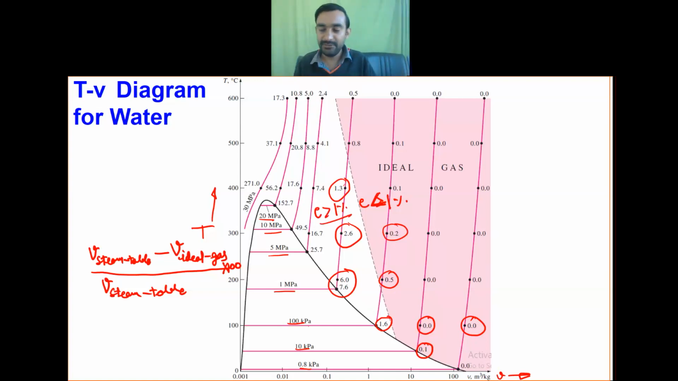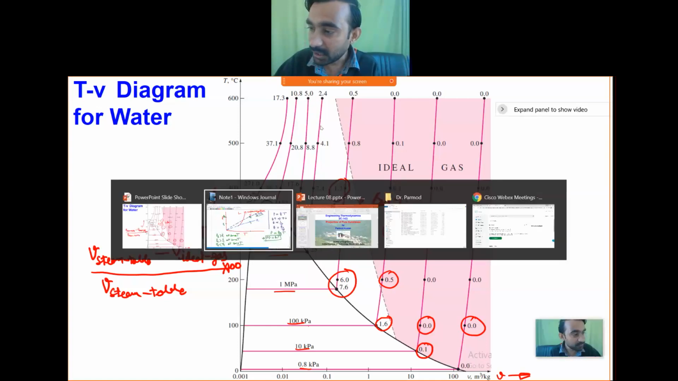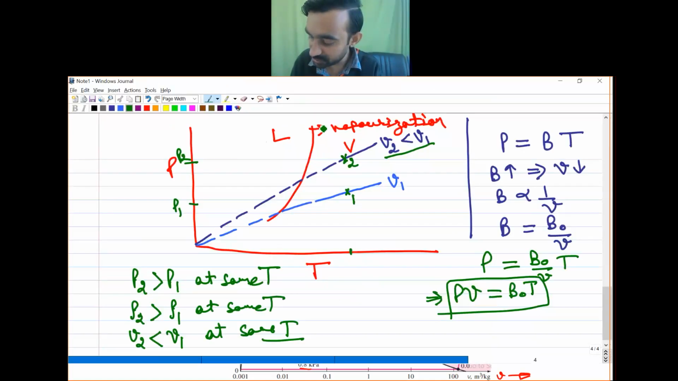Everywhere you can see high pressure and low temperature, in that particular zone the assumption of ideal gas is not applicable, and the error encountered because of the ideal gas equation is greater than 1%. Now, apart from this, let us see some more equations of state.